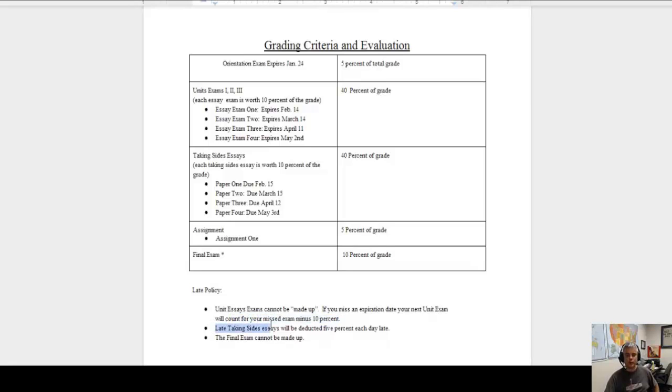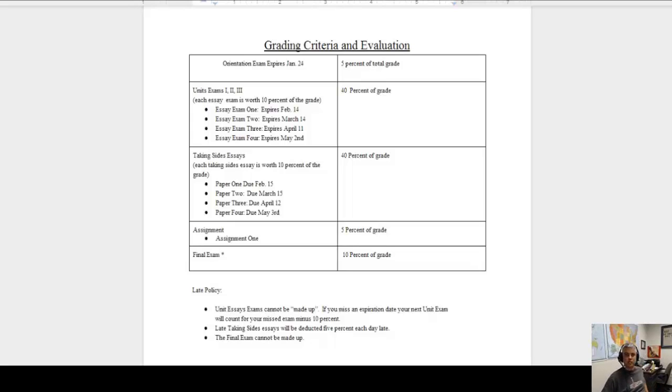Late taking side essays will be deducted 5% for each day they're late. So after, let's see, what is that? Doing the math real quick. So basically, for every 2 days it's late, you're going to lose an entire letter grade, right? 5%, 10%, 20% after 4 days, 30% after 6 days, so on and so forth. So keep that in mind.